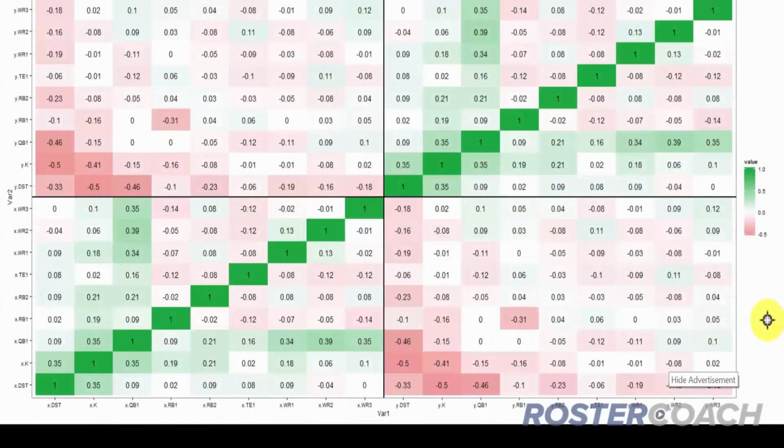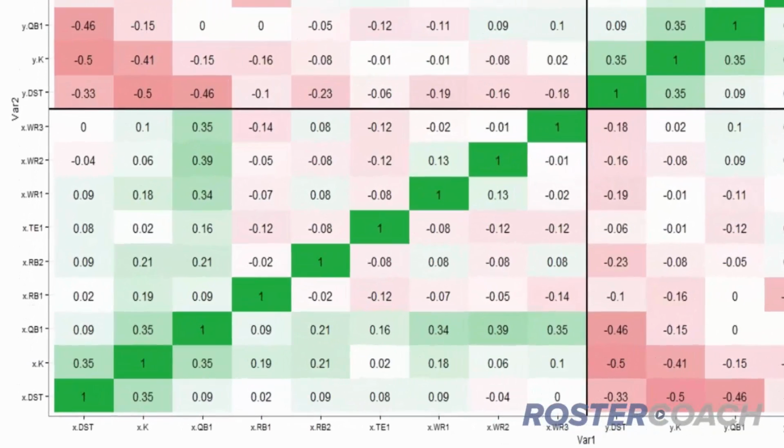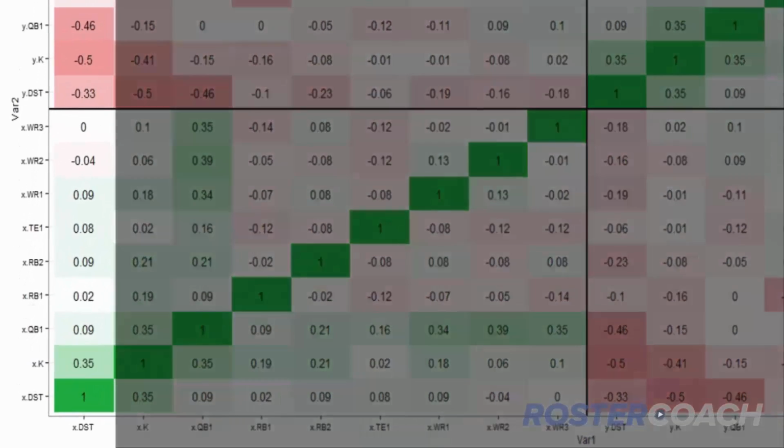I wanted to start again with this correlation matrix. I discussed how this graphic works and how to read it in my previous video, so be sure to go back to part 3 if you're having any difficulty viewing the graphic. Our main item of focus here is going to be that DST group in the bottom left corner. If we look up to where it says YQB1, you can see that there's a negative 0.46 correlation.